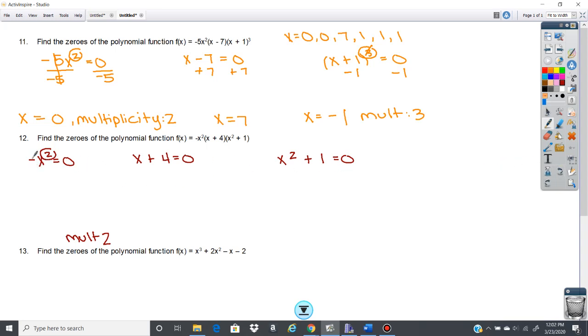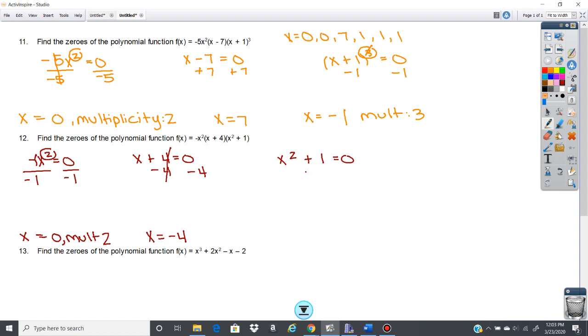So this one here has a negative 1 in front of it. I'm going to go negative 1. 0 divided by negative 1 is 0. So you get x equals 0 with a multiplicity of 2. And you're going to get 0 minus 4, negative 4.